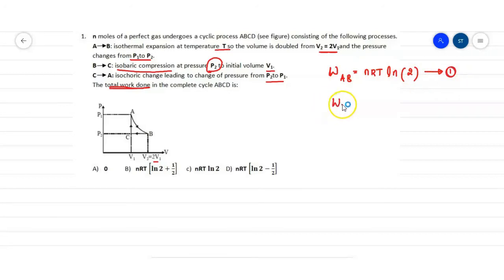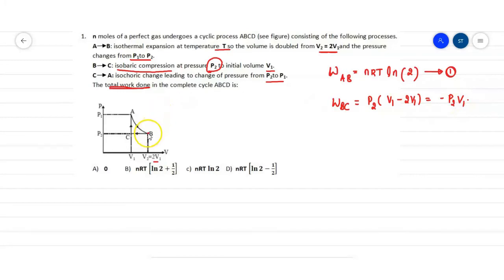Now if you see the work done in process BC, BC is an isobaric process. For an isobaric process we can write work done as pressure into final volume minus initial volume. Here pressure in the process is P2. Final volume is V1 and initial volume is 2V1. So this will be equal to minus P2 into V1.